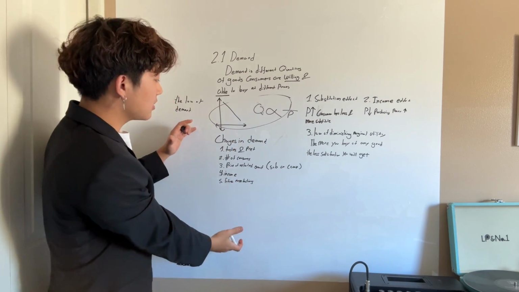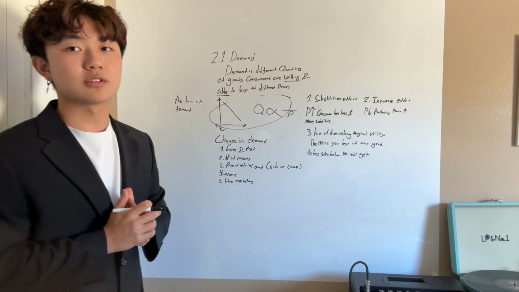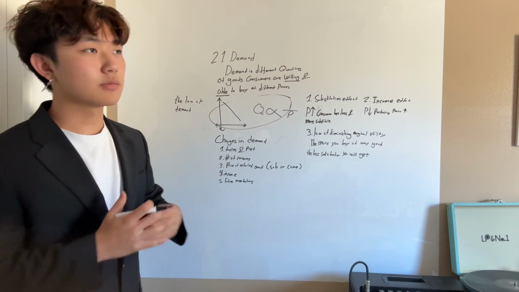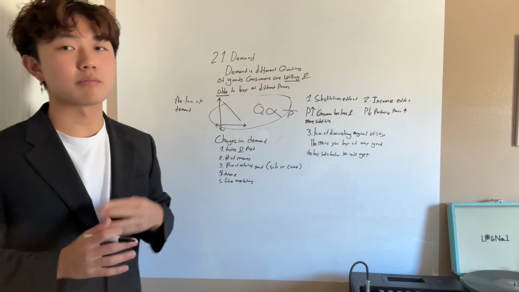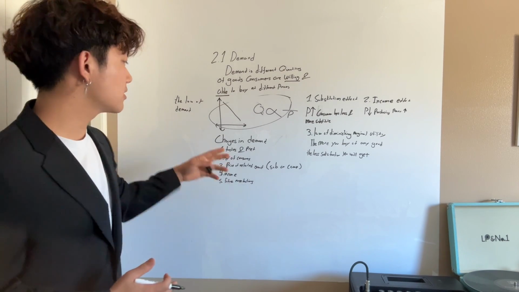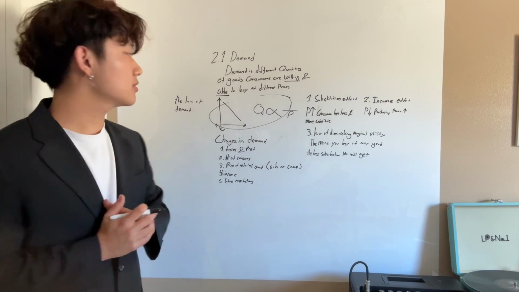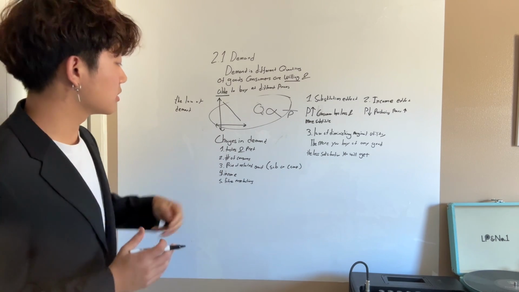There are 5 shifts in demand. 5 different things that can change demand. 1, tastes and preferences. If you don't like the thing, if society overall doesn't like the item, they'll buy it less. Like fidget spinners. The demand for that went down because it went out of trend. Hence, preferences. Number of consumers. If the amount of consumers increases, demand will increase with it. If the amount of consumers decreases, demand will decrease with it.